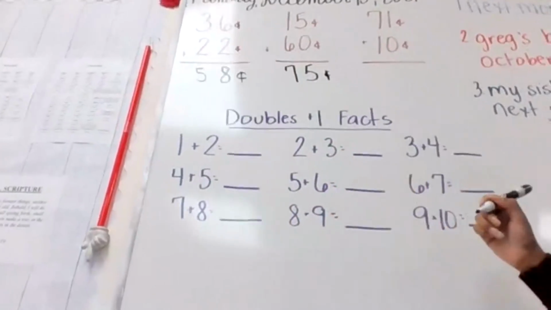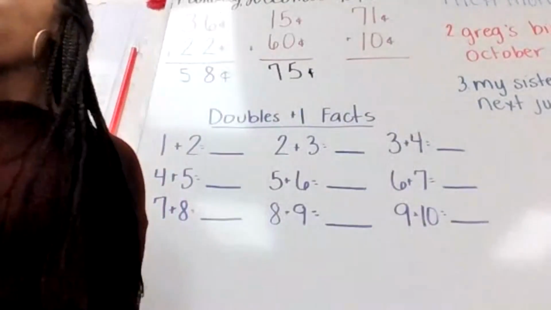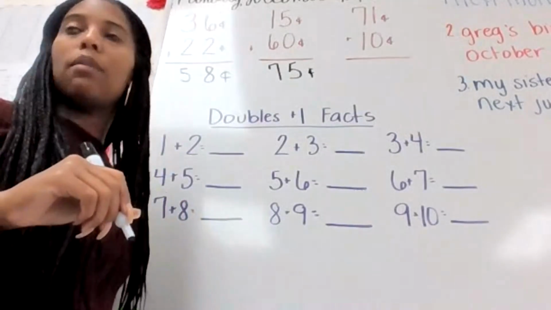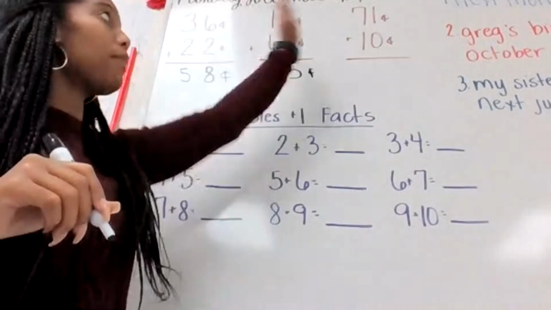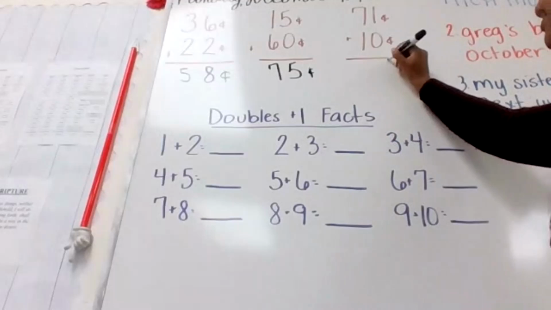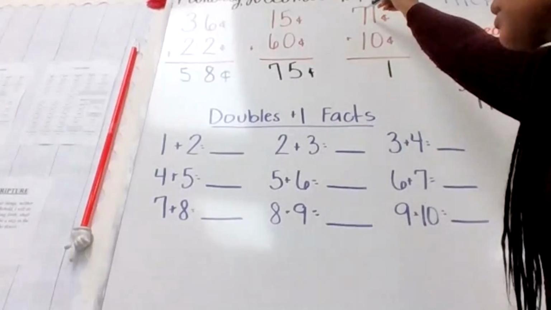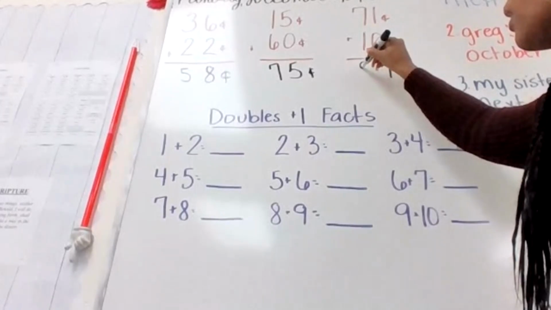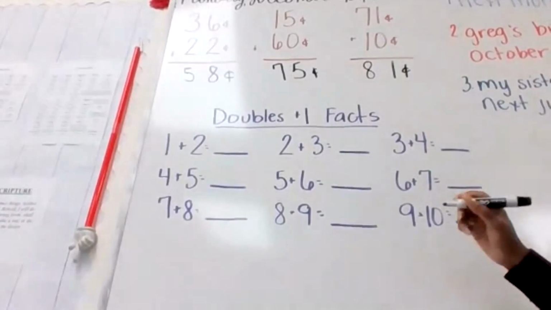Awesome. Our last one. 71 cents plus 10 cents. So where am I starting? The 1. So I start in the back. So that's 1 plus 0 equals 1. Good. And then I go where? To the front numbers, which is 7 plus 1 equals 8. Good. And 81 cents. Awesome.